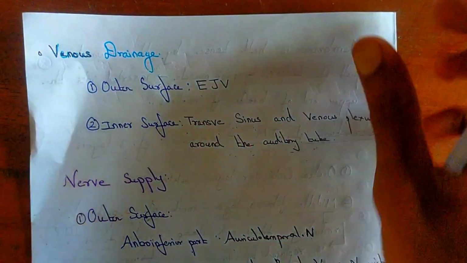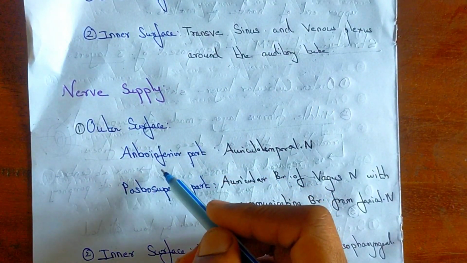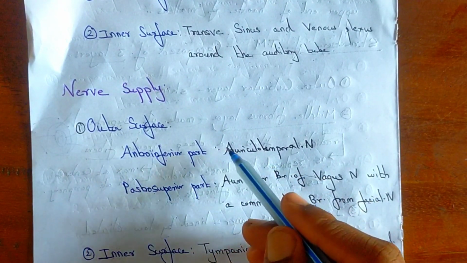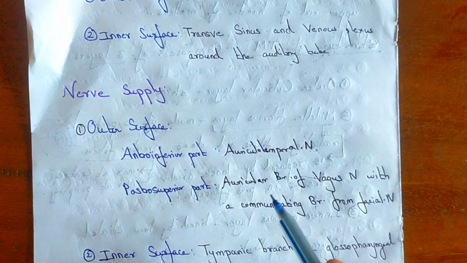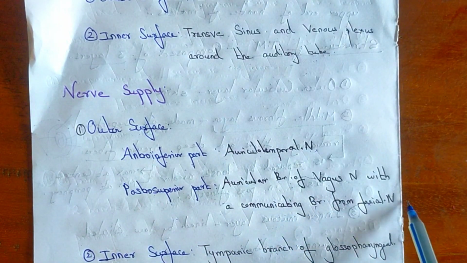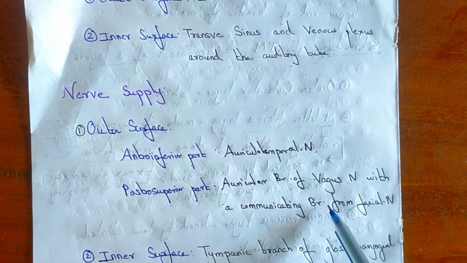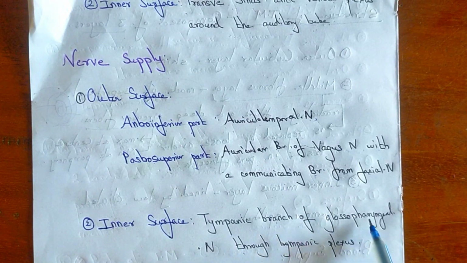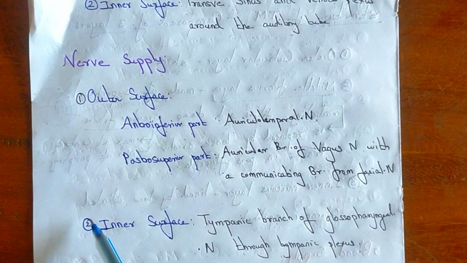The nervous supply. The outer surface is categorized into two parts, the antero-inferior part and the postero-superior part. Antero-inferiorly by the auriculotemporal nerve and postero-superiorly by the auricular branch of the vagus nerve, with a communicating branch from the facial nerve. Inner surface, the tympanic branch of the glossopharyngeal nerve through the tympanic plexus. Got it? The nerve supplies are too important.